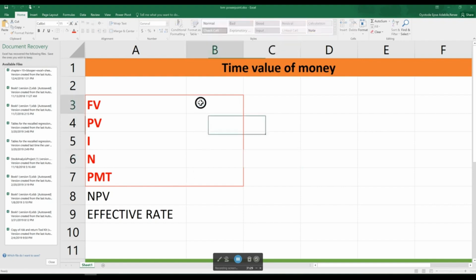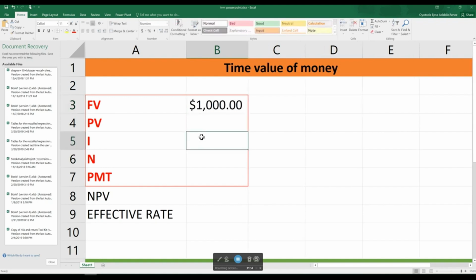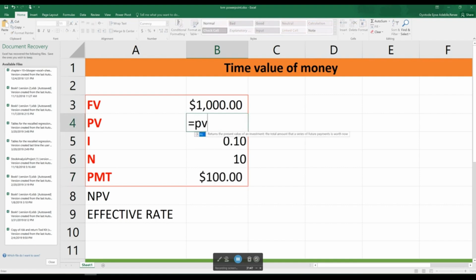So here they told us that the par value is 1,000. The interest is 10%, so you put it as a decimal, 0.1. The number of periods is 10. The payment is 100. So then you're going to go equal present value, open the parentheses, you select your rate, you select your number of periods, you select your payment, you select your future value.